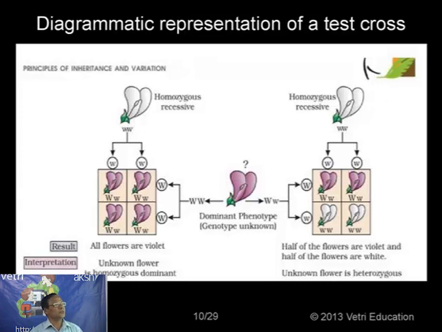That's what I mentioned earlier with the illustration of the tall character and dwarf character. Here we are taking another character, namely the flower color. So in a hybrid cross, if you are getting the ratio of 1:1, as shown on the right side regarding the flower color, definitely the unknown parent is heterozygous. On the left side, all the offspring are similar. If you are getting such a result, definitely the unknown parent is homozygous dominant.